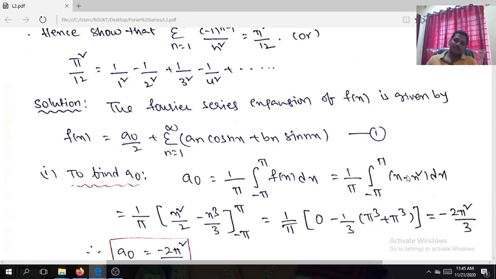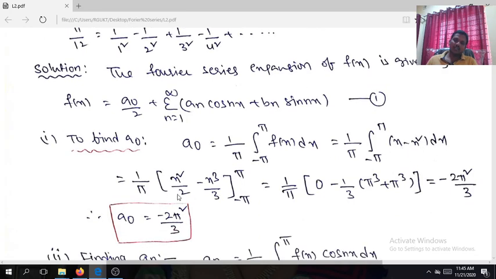Here, as it is, I am integrating with respect to x on both sides. Integrating x dx gives x square by 2, and x square dx gives x cube by 3, where the limits are from minus pi to pi. So it is 1 by pi times: substituting, pi square by 2 minus minus pi whole square, which is pi square by 2, so pi square by 2 minus pi square by 2 is 0. Next, minus 1 by 3 into the upper limit pi cube minus the lower limit minus pi whole cube, which is minus pi cube.